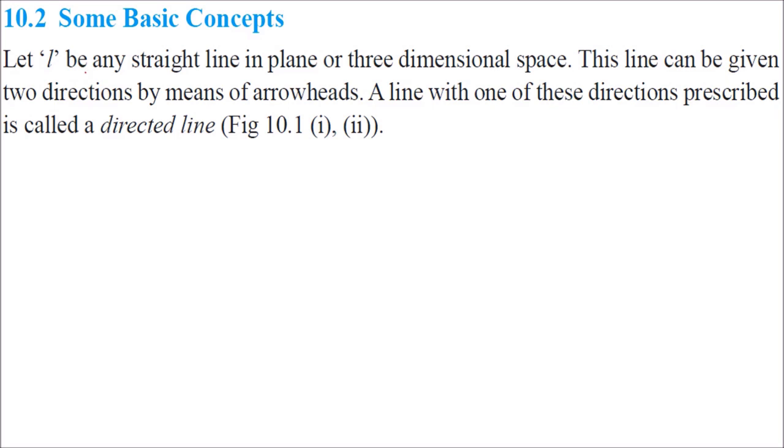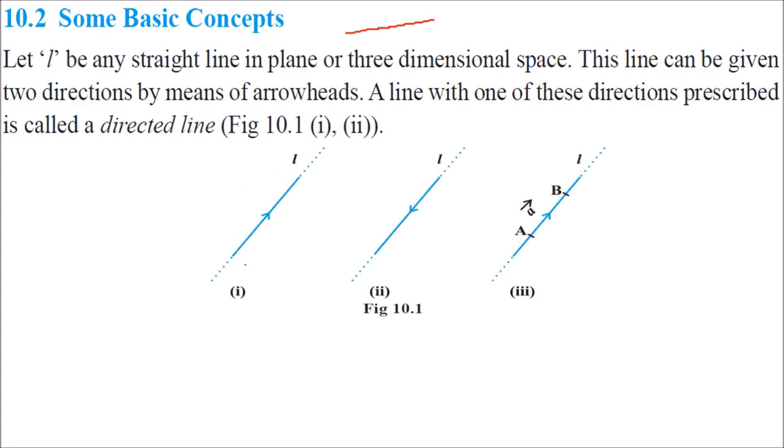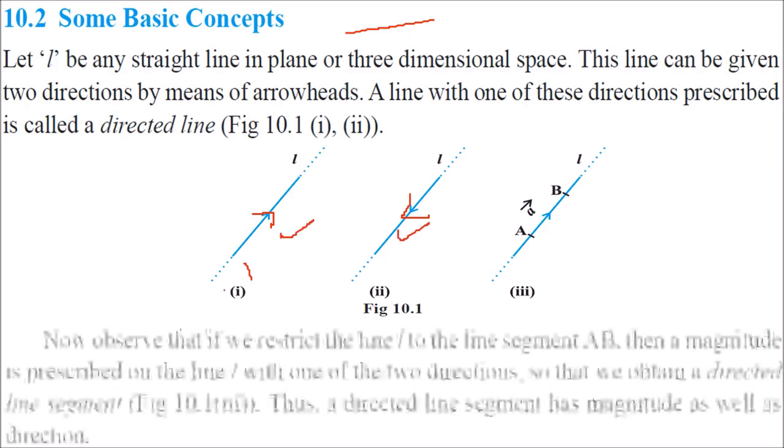So let L be any straight line in a plane or 3D space. Let me show you the diagram. This is a line L. This line can be given two directions, this way or this way, forward or backwards. So these are arrowheads. The line with one of these directions is known as a directed line. These are called directed lines.